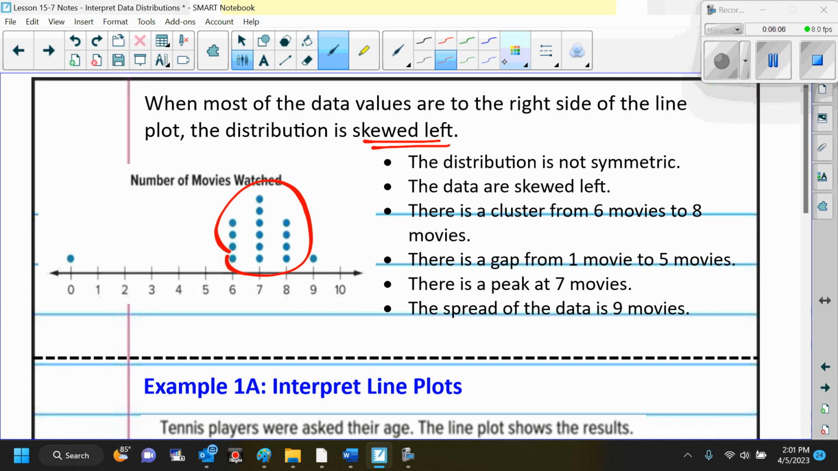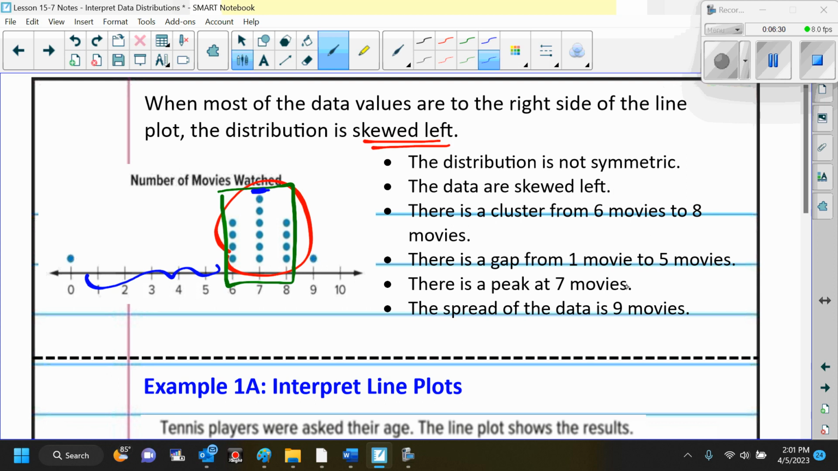There is a cluster from 6 to 8, so most of the data is right there. There is a gap from 1 to 5, so there's no dots up here for 1 to 5. That is the gap. And there's a peak at 7.